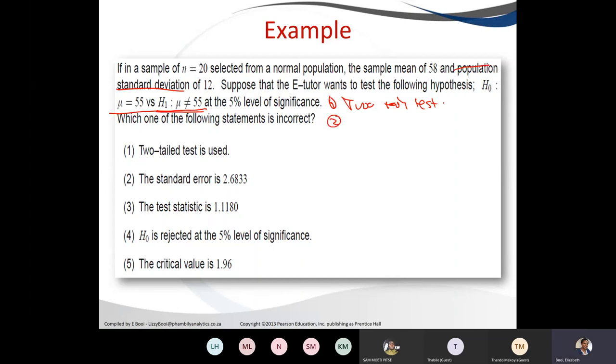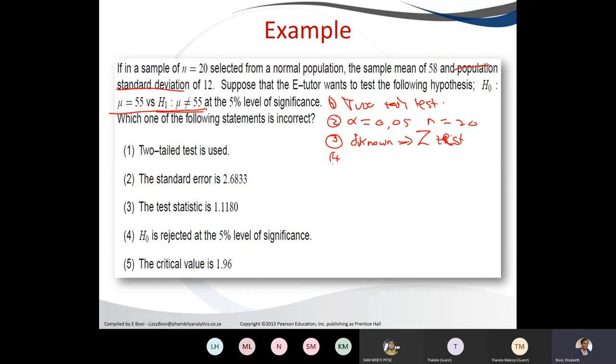Step number two, state what I am given. I am given alpha of 0.05. I am also given n, and my n is equal to 20. Then I know my population standard deviation is known. Therefore, I'm doing a Z test statistic. I'm doing a Z test.